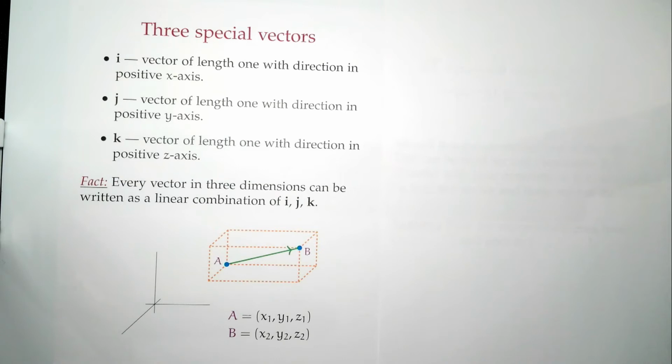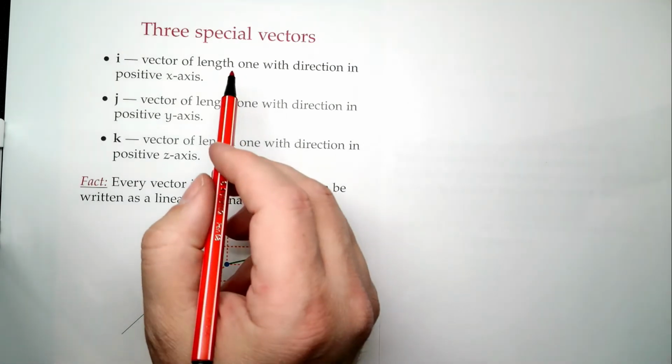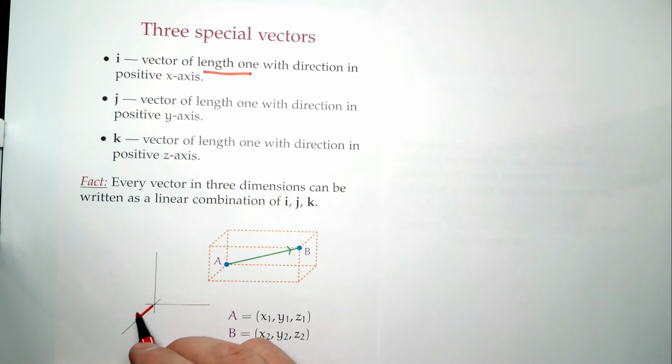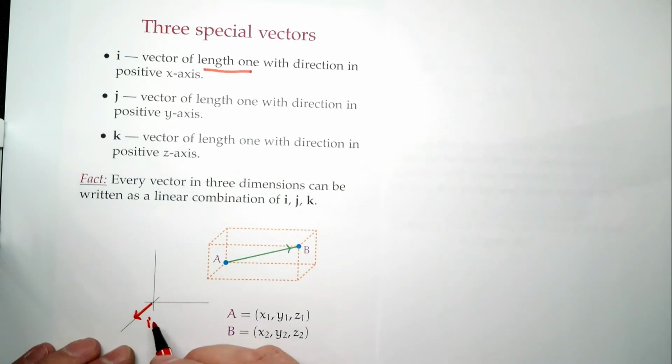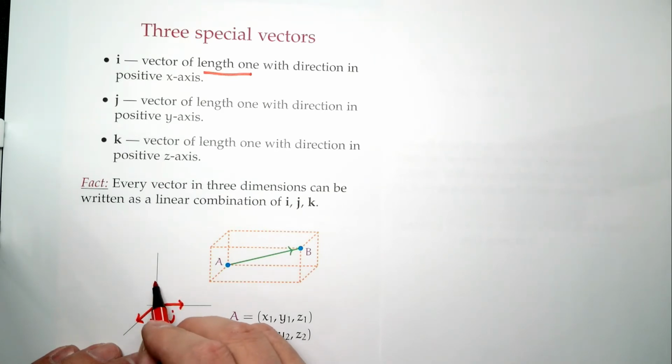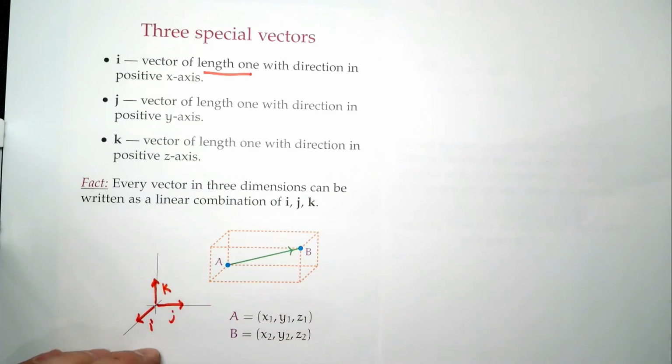So what is i? Well, i is the vector that points in the x direction, in particular the positive x direction. But there's one other thing. We want to make sure it's not just any vector in the positive x direction, but length 1. So i, if we come down here to our axis, would be right there, moving in the positive x direction, length 1. j moves in the positive y direction, length 1. And k moves in the positive z direction. So there's my i, j, and k.